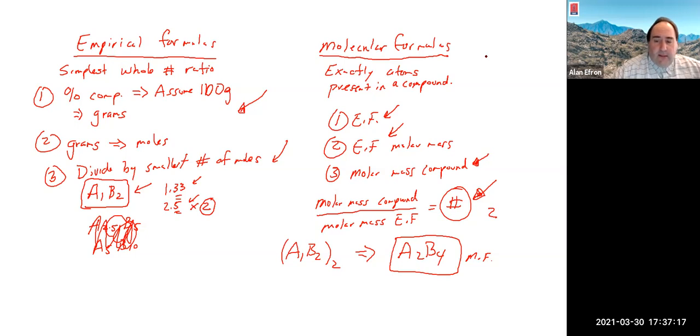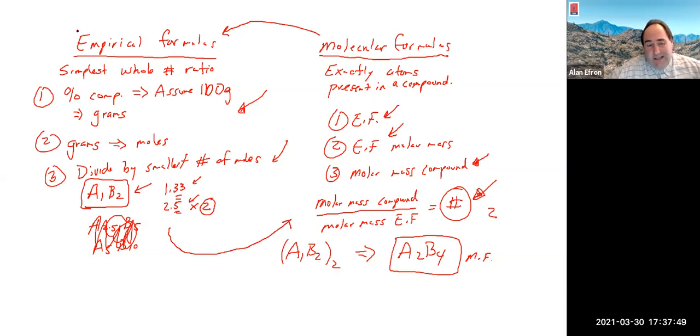Remember, we also talked about the idea that if you have the percent compositions of everybody, you can work backwards if you wanted to, from the molecular formula to the empirical formula, by first calculating the percent composition using the molar mass of each of the elements and the molar mass of the compound to get the empirical formula. Or you could go from empirical formula to molecular formula.